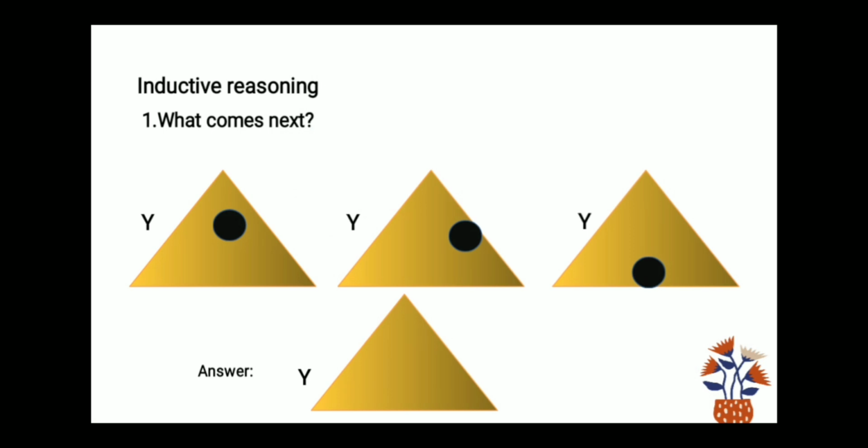I have here another example. As you can see, we have here 4 triangles with 3 dots. In observing the pattern, what do you think comes next? Okay, that's right. The dot is found at the left side of a triangle.